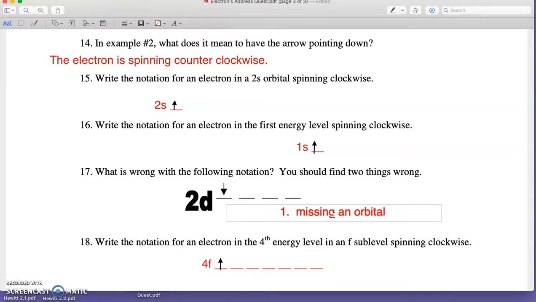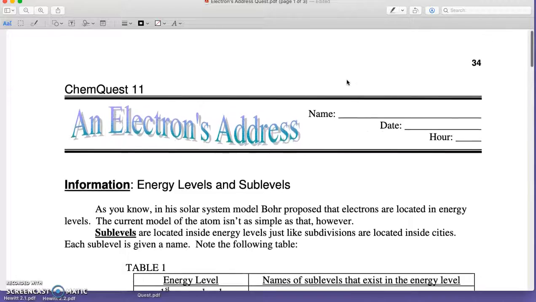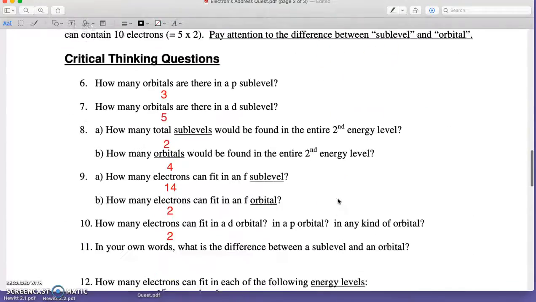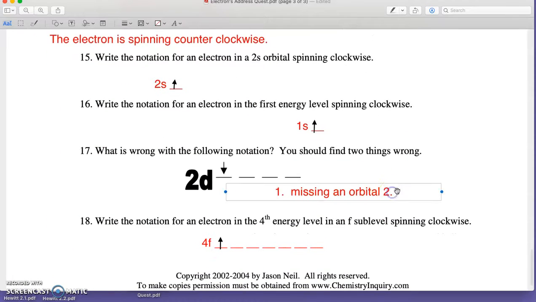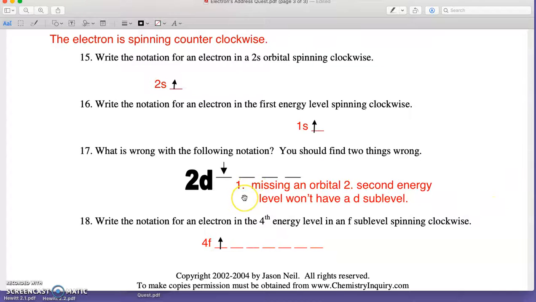And then the second thing wrong, 2 and D. So let's look at energy level 2. Energy level 2 can hold S and P, but not D. So therefore, not only does it not have the right number of lines, but we can say that the second energy level won't have a D sublevel. Okay, so those are the two things that are wrong with that picture.